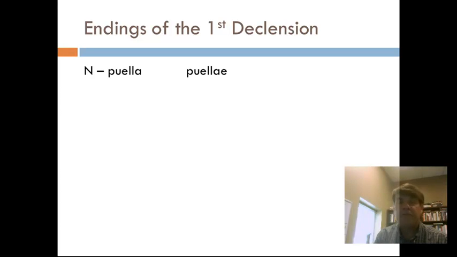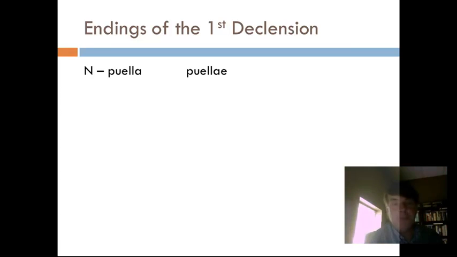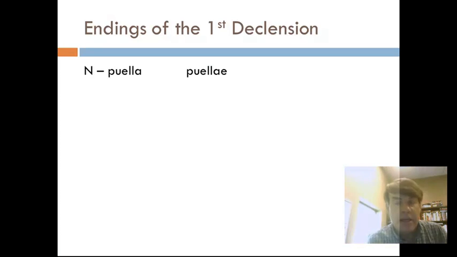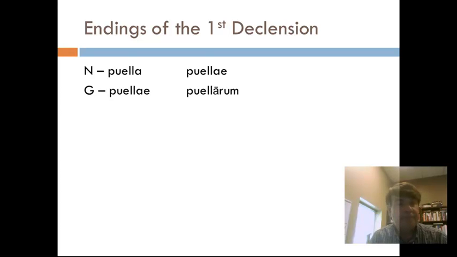Puella is the singular form. Puellae is the plural form of this word. And so puella translates as girl, as the subject of a sentence, and puellae translates as girls, as the subject of a sentence. So that's the nominative. N is for nominative. That's good enough for me. G is for genitive. So puellae translates as of a girl.